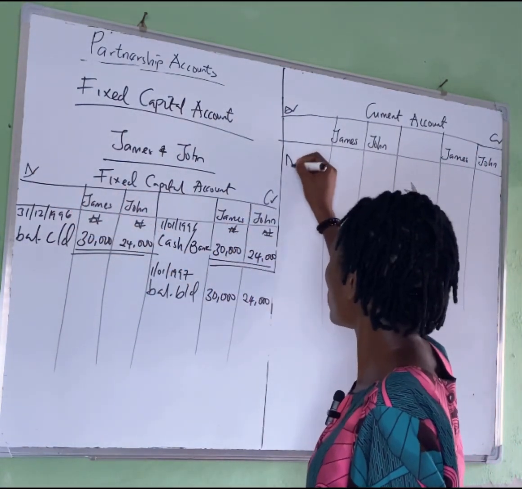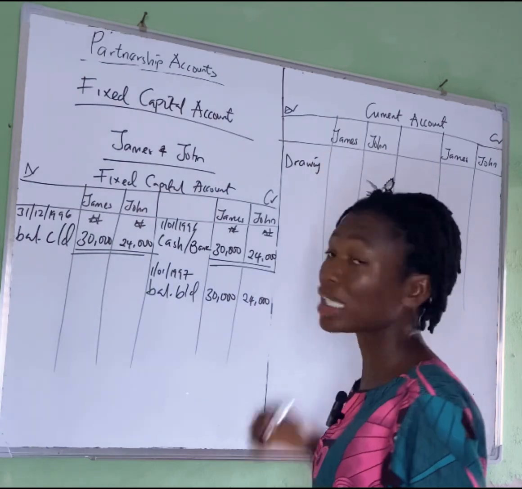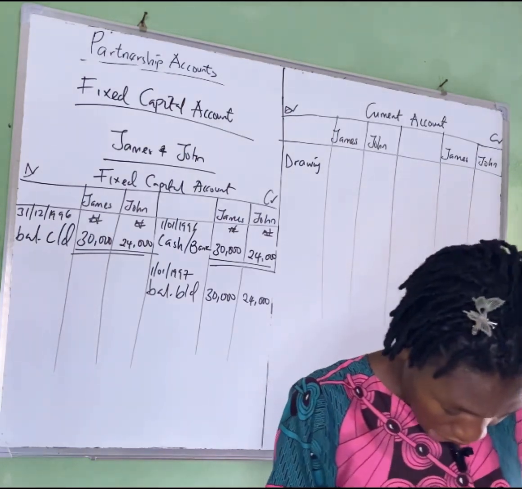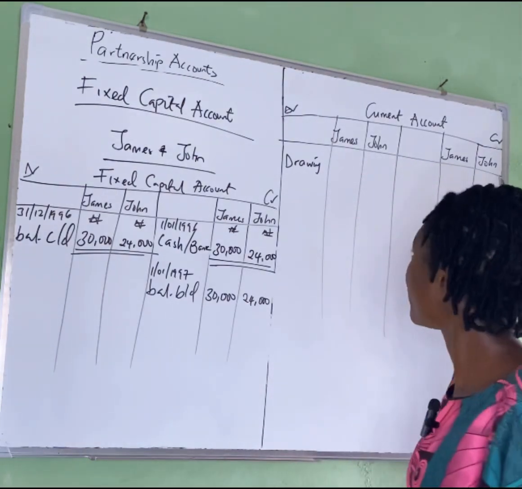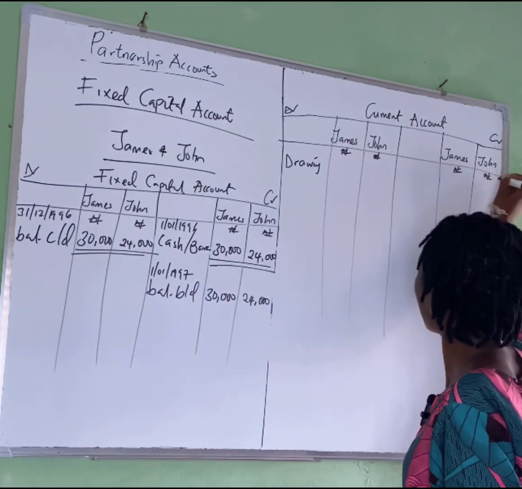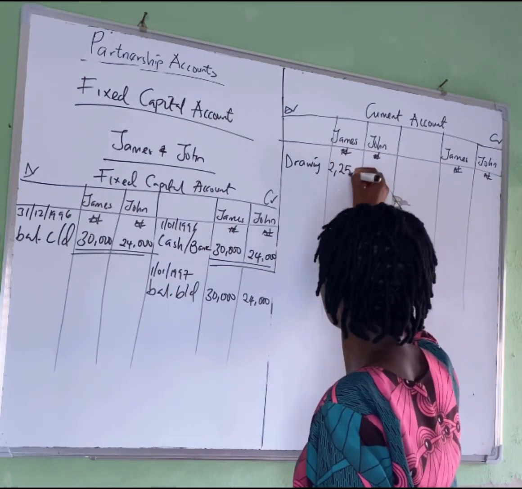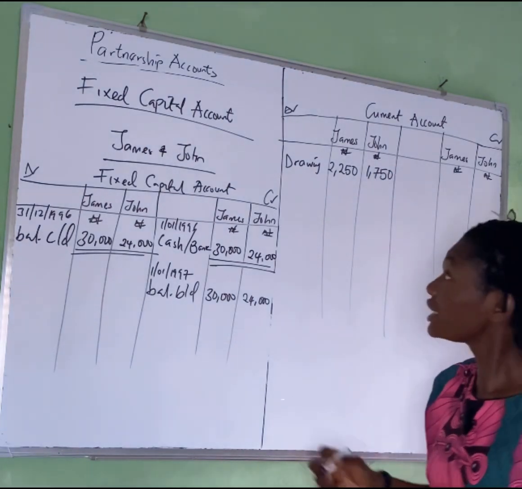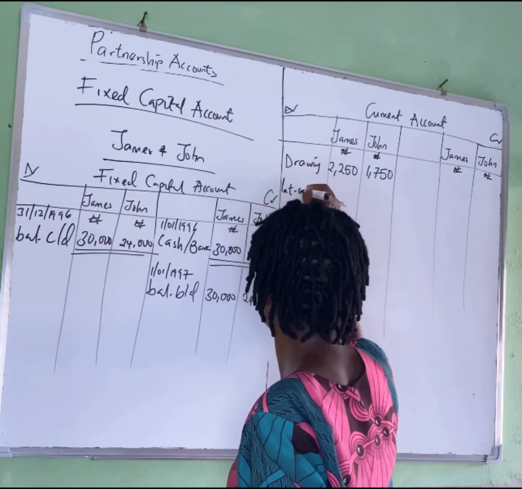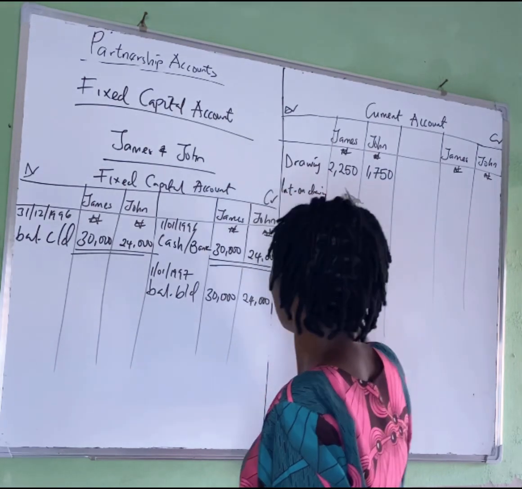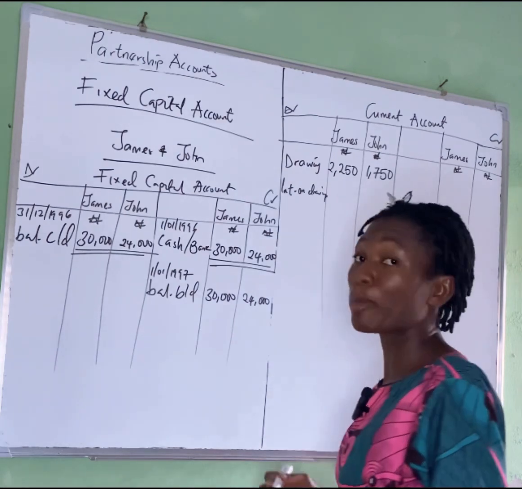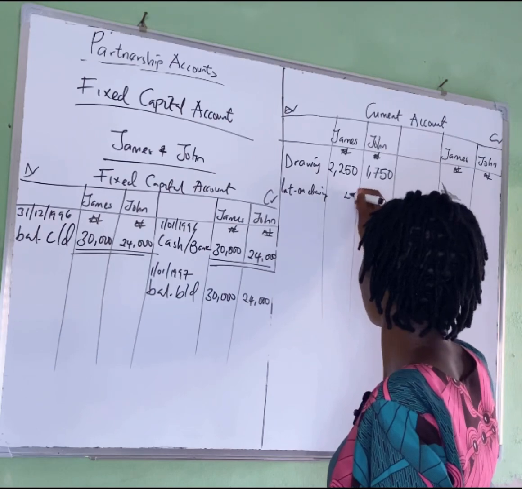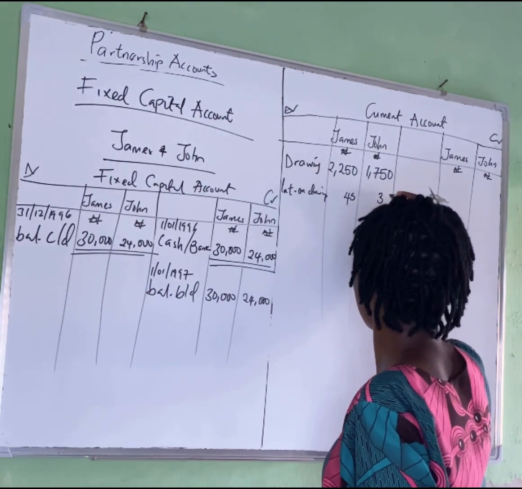So we're debiting our drawings, the amount that was drawn by the partners. James drew 2,250 naira, and John drew 1,750 naira. Then the interest that was charged on drawings, which is already calculated in our appropriation account: for James it is 45 naira, and for John it is 35 naira.